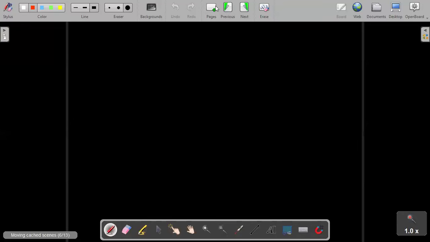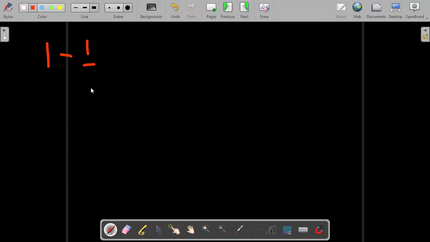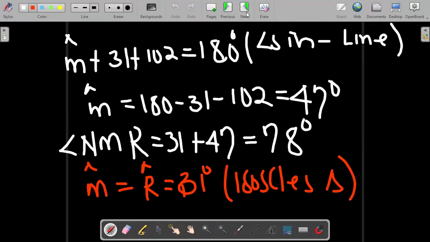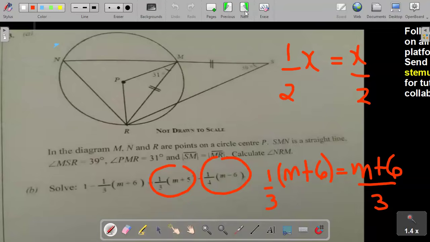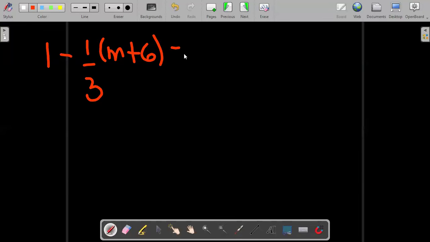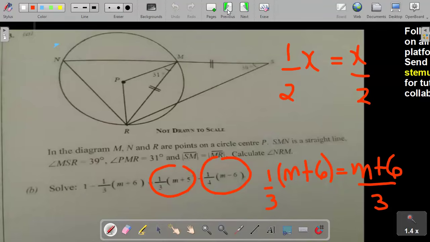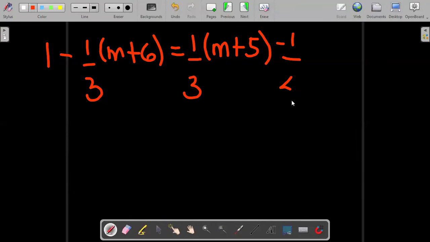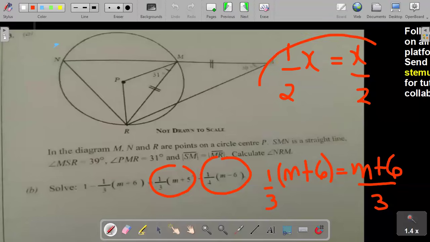We're going to have 1 over 3. Let me rewrite the question. n plus 6 is equal to 1 over 3 into n plus 5 minus 1 over 4 into n minus 6. See that? So let's apply this knowledge here.